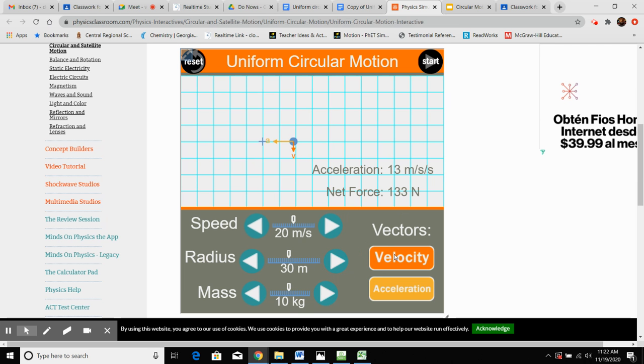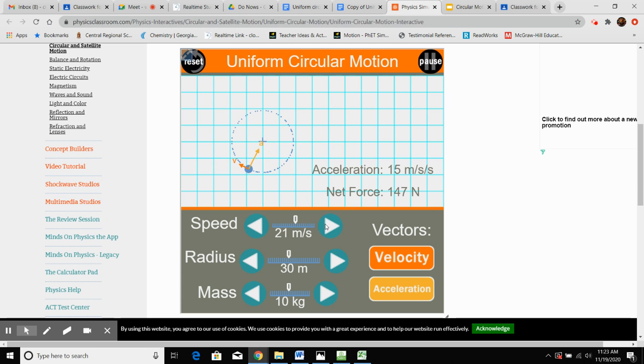Now, look at the net force. Let me start this up. Okay, cool. What do you think is going to happen to the force if we decrease the speed? Let's see. Okay, it decreases dramatically. At 10 meters per second, we're at about 33 newtons of force here. If we doubled the velocity, now we're up to about 133 newtons. So changing the velocity is going to drastically change our net force.